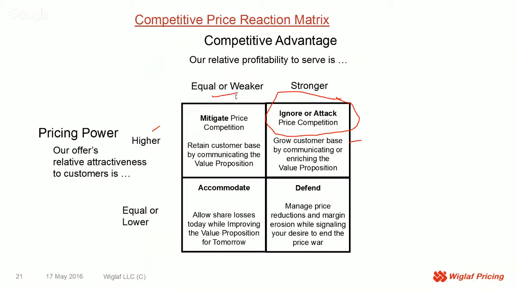If you have pricing power but don't have a competitive advantage, you need to mitigate price competition. Focus on communicating that value proposition. Focus on the branding, or the why you're better, and helping customers understand it. Now, if you don't have any pricing power, all you can do is defend your market share with price. And you want to signal that price is the bad way to compete.